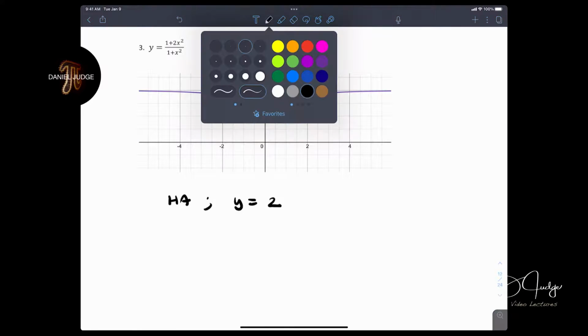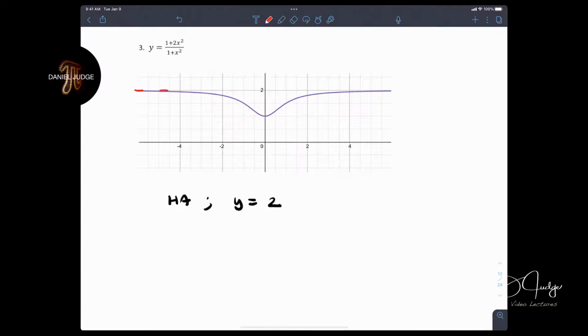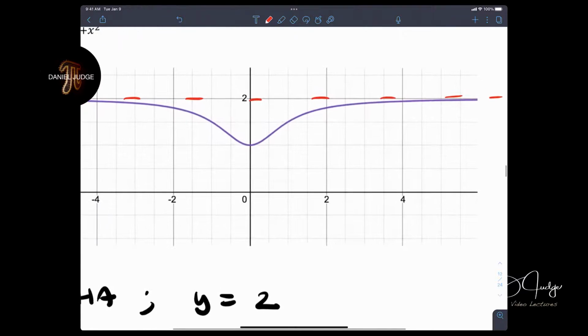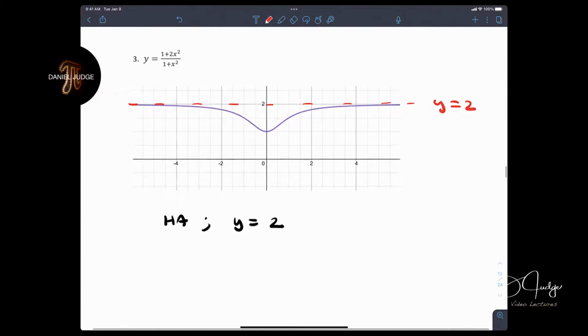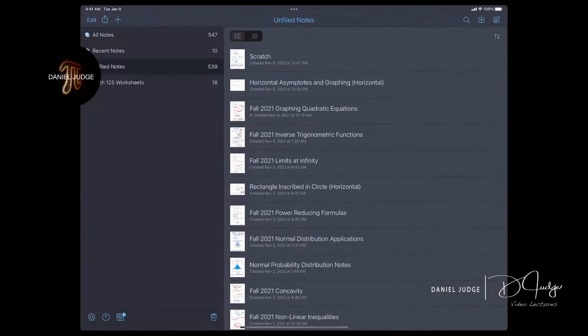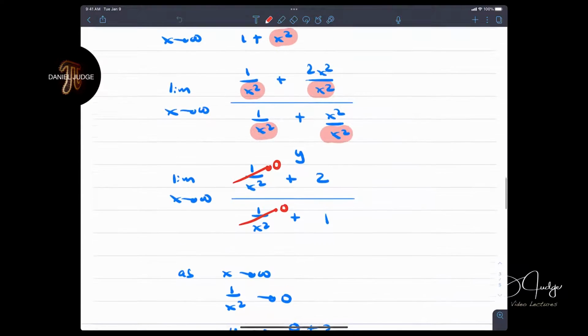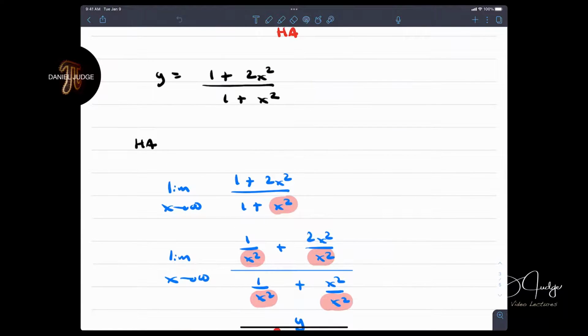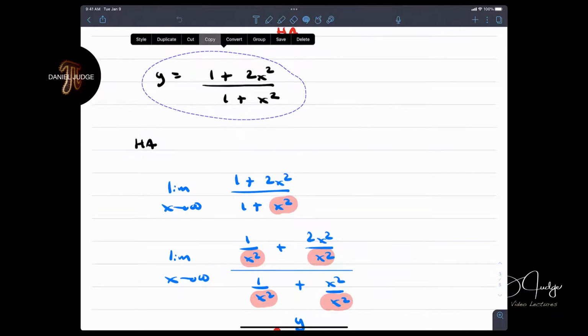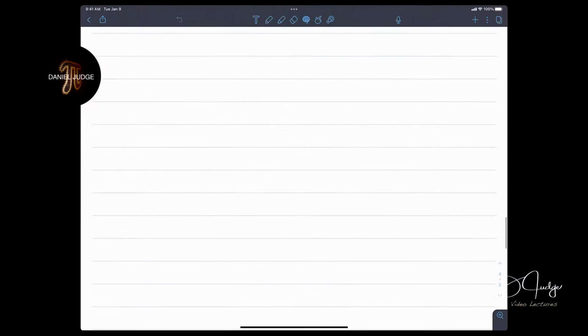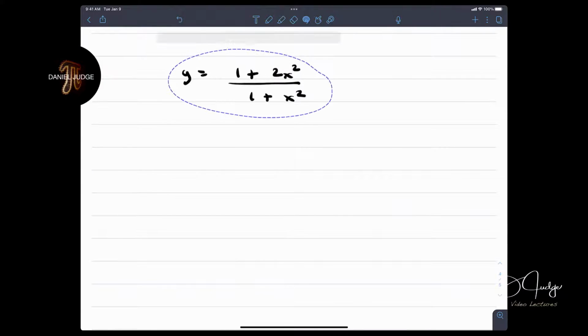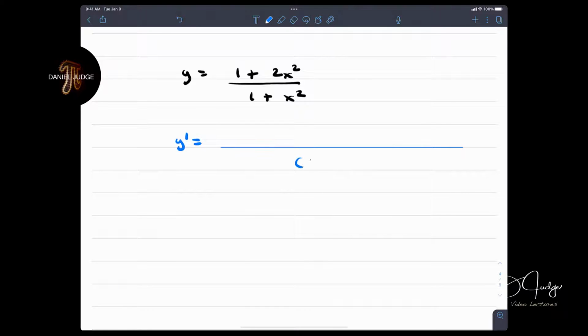And that makes a lot of sense if you look at the picture. That's the line y is 2 here. So it makes a lot of sense. Okay. Let's get that function. Do sign analysis on the first derivative. We have no choice. We got to use quotient rule.